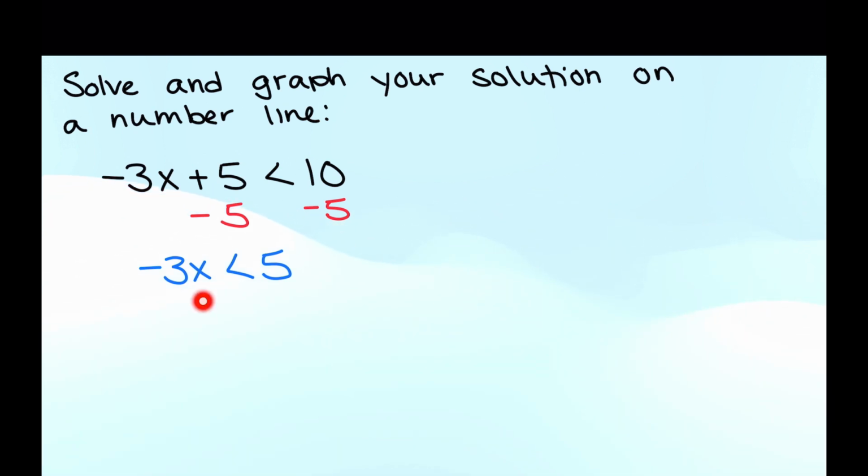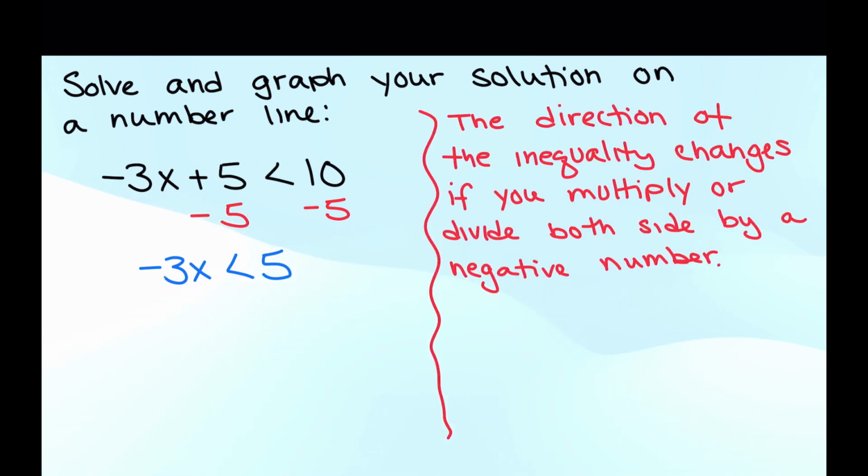Now, if we want to get the x by itself, we have to get rid of the negative 3. That means we're going to have to divide both sides by negative 3. Now, here's where inequalities are different than equations, at least in terms of the solving part. If you multiply or divide an inequality by a negative number, it changes the direction of the inequality. So anytime you have to take an inequality and divide both sides by a negative number, or multiply, that's going to change the direction of the inequality.